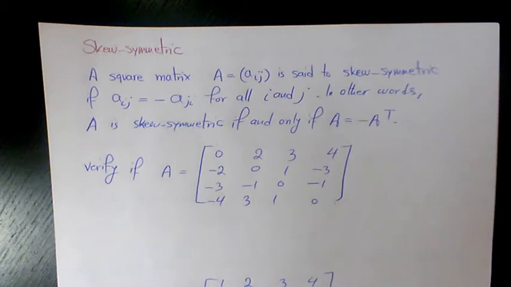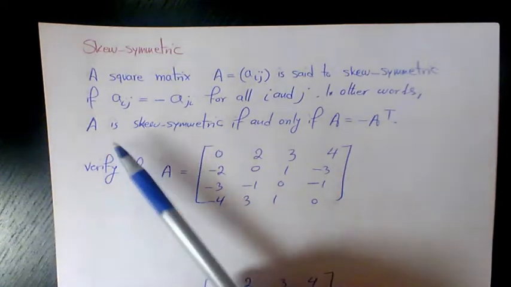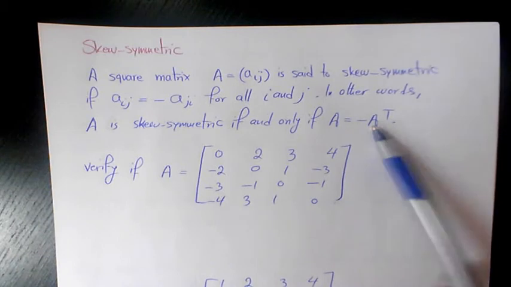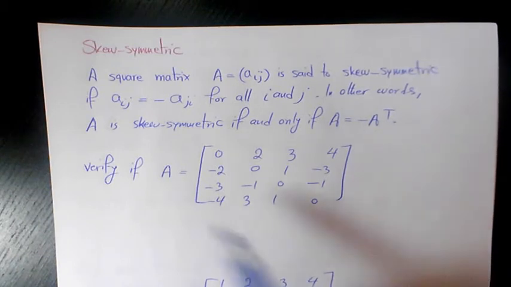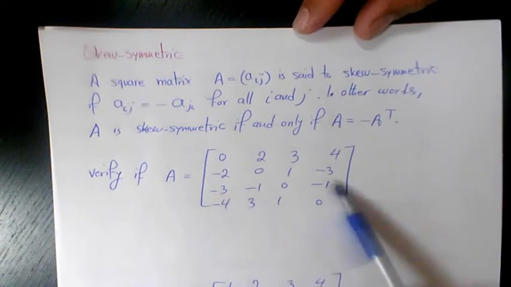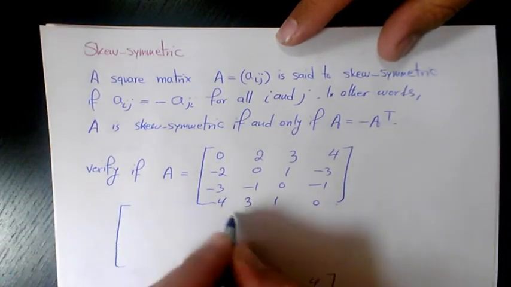Now the next concept is skew symmetry. A square matrix A, whose elements are defined as a_ij, is said to be skew symmetric if a_ij equals negative a_ji. So it is very similar to symmetric, but the signs are different. For all i and j, in other words, A is skew symmetric if and only if A equals negative A^T, the negative transpose of A. Let's see if this matrix is skew symmetric. It is 4 by 4, so that's square, which is the good thing.